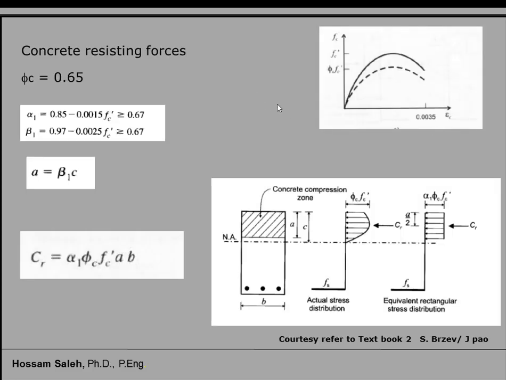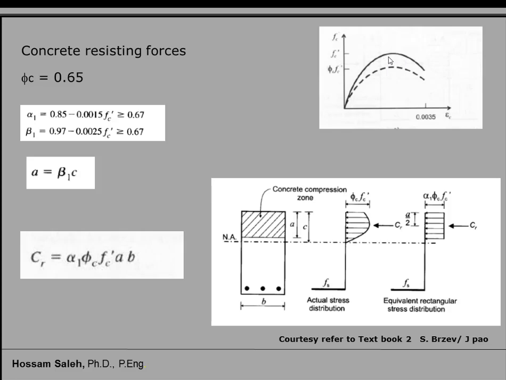Now, to calculate the forces, as I mentioned before, I have 2 types of forces: the force in the concrete and the force in the steel. How can I calculate the force in the concrete? If you look at the stress strain diagram of the concrete, it looks like this shape, and here is the maximum F prime C.